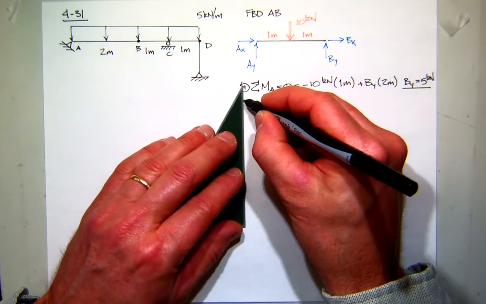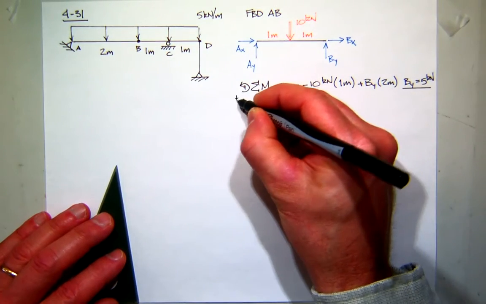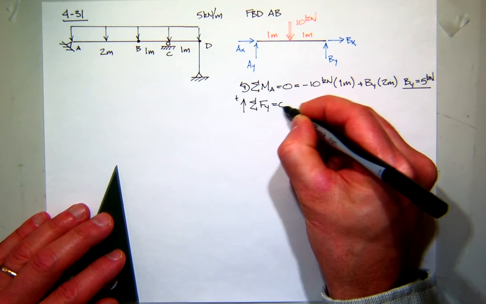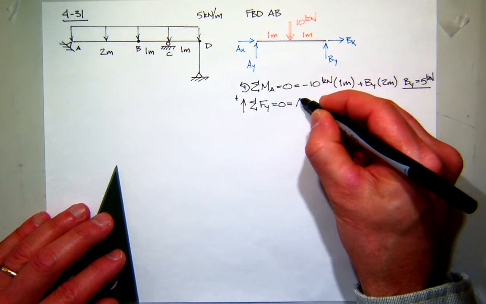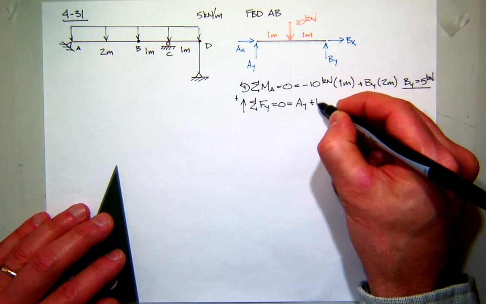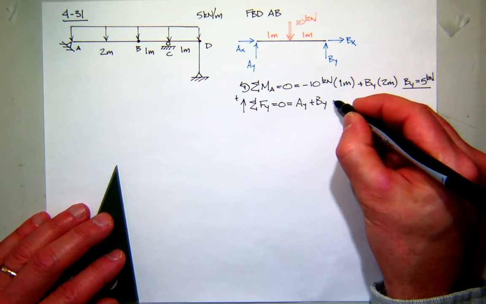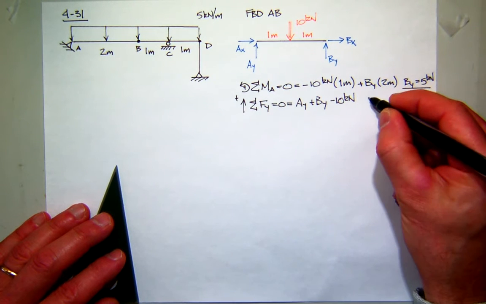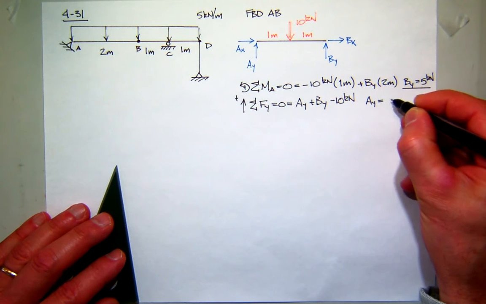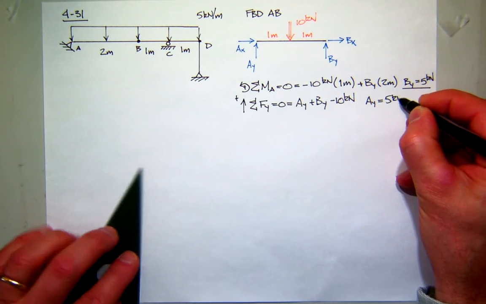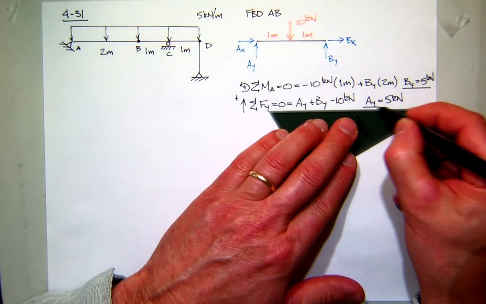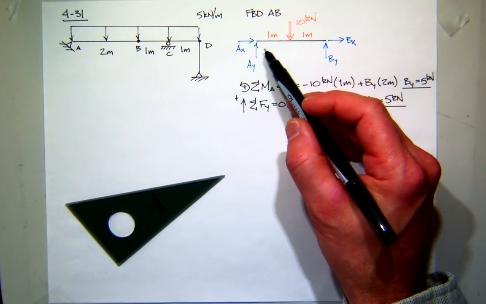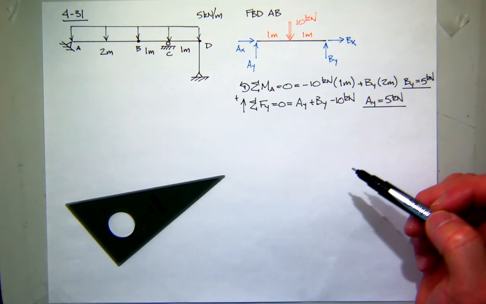And then if I sum forces in the Y direction, what do we get? Well, I got AY is acting up, BY is acting up, and then my 10 kilonewton force is acting down. So it looks like AY is also 5 kilonewtons. And that shouldn't be a surprising result. The load's applied right in the middle. You'd expect half to go to each side, and it does.